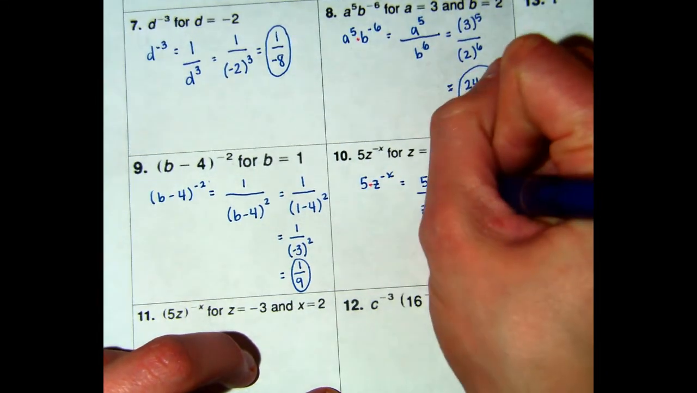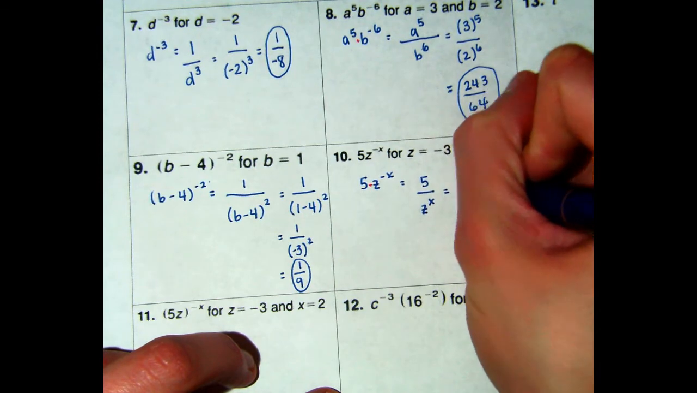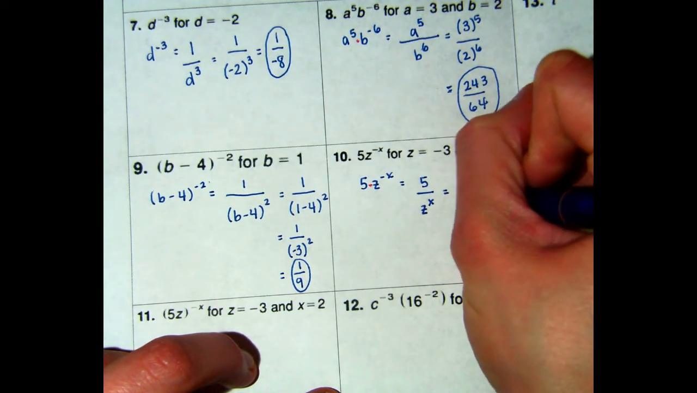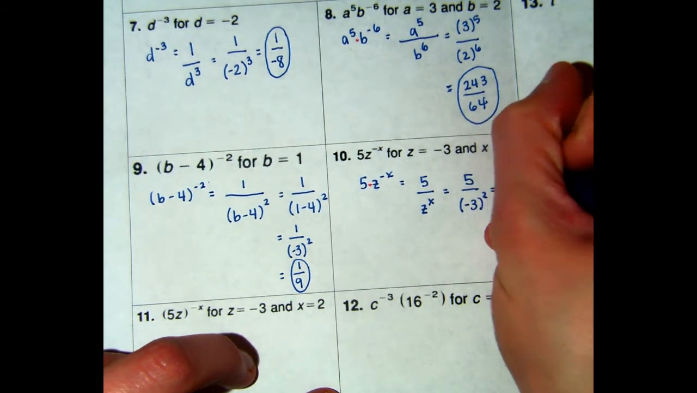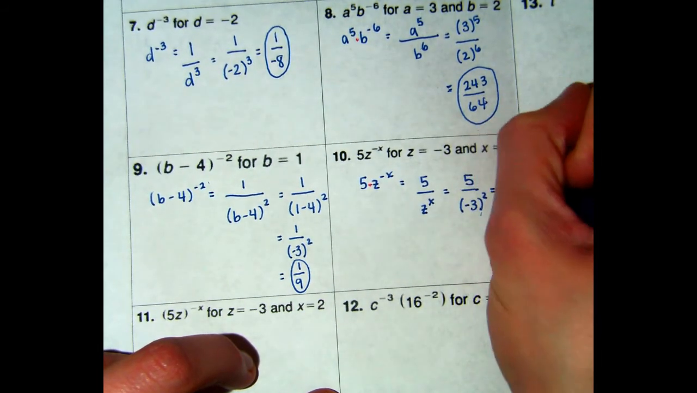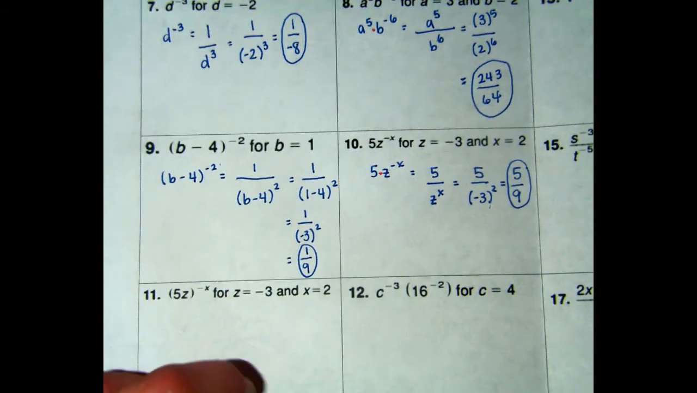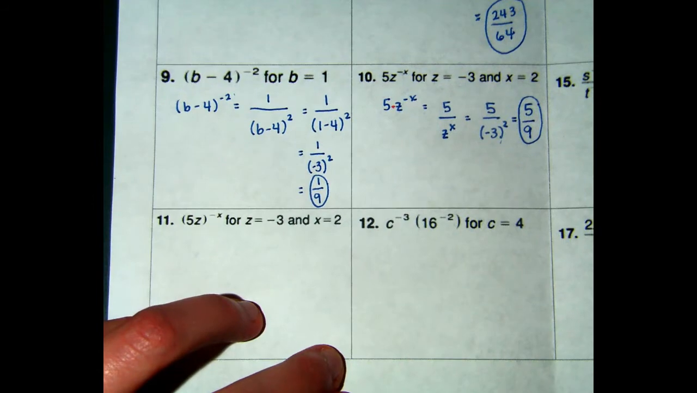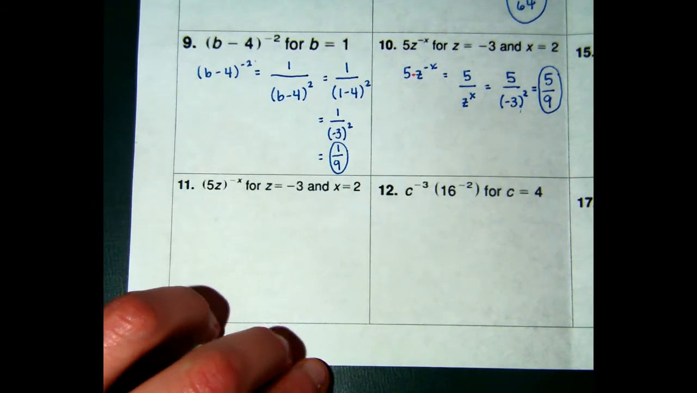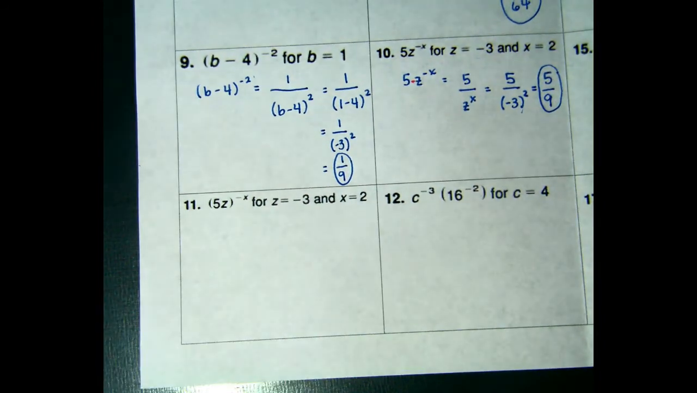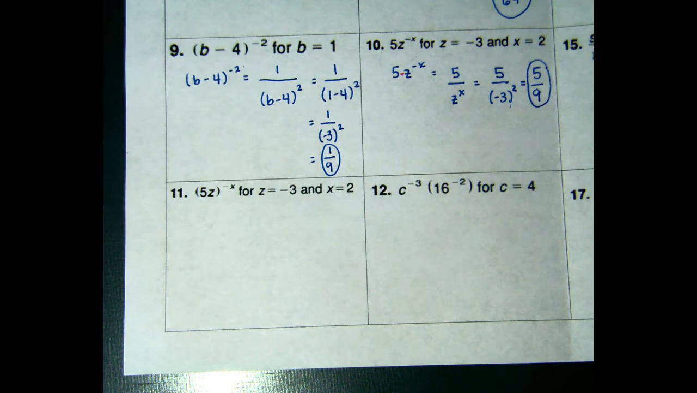I'm now going to plug in z and x. 5 stays the same. Z is negative 3. X is 2. 5 over negative 3 squared is 9. Again, leave them as fractions. It's easier to worry about. You don't have to worry about how much you have to round it or anything like that. Again, good idea to pause it. See if you can try these on your own.